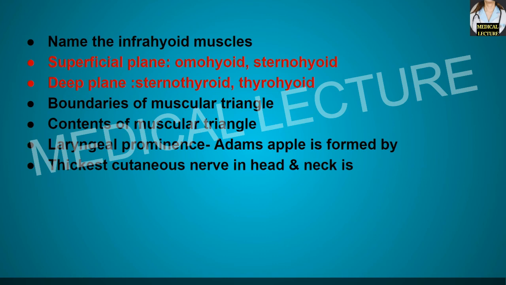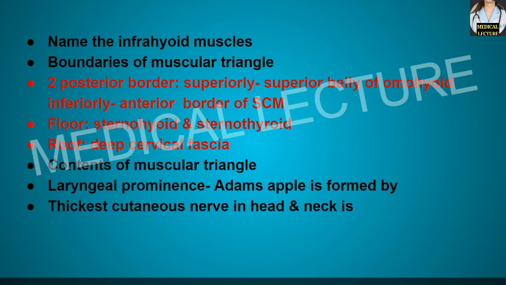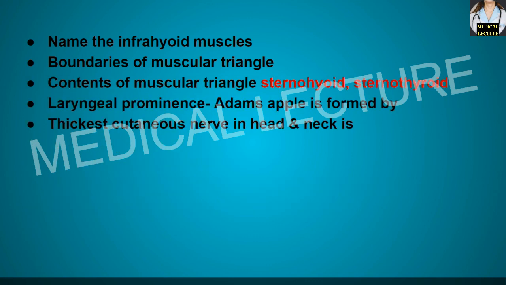What are the boundaries of the muscular triangle? Over here there are two posterior borders. Superiorly, the posterior border is formed by the superior belly of omohyoid, while inferiorly there is anterior border of sternocleidomastoid muscle forming the posterior border of muscular triangle. Floor is formed by the sternohyoid and sternothyroid muscle, and the roof is formed by the deep cervical fascia. What are the contents of the muscular triangle? These are the sternohyoid and the sternothyroid muscle.